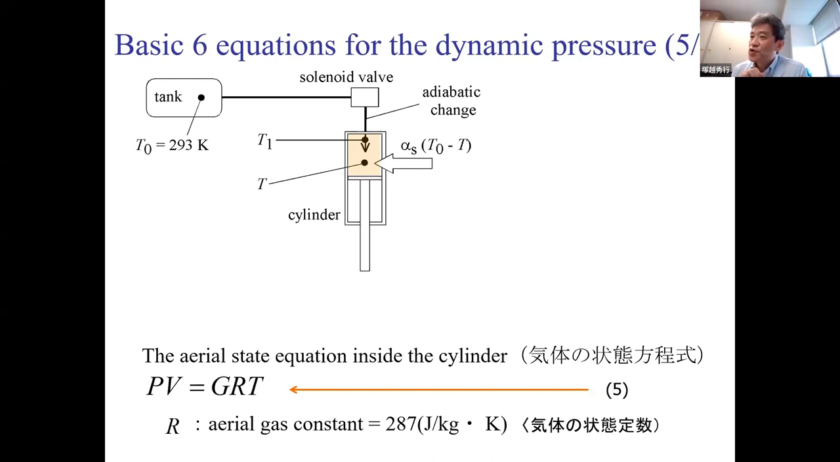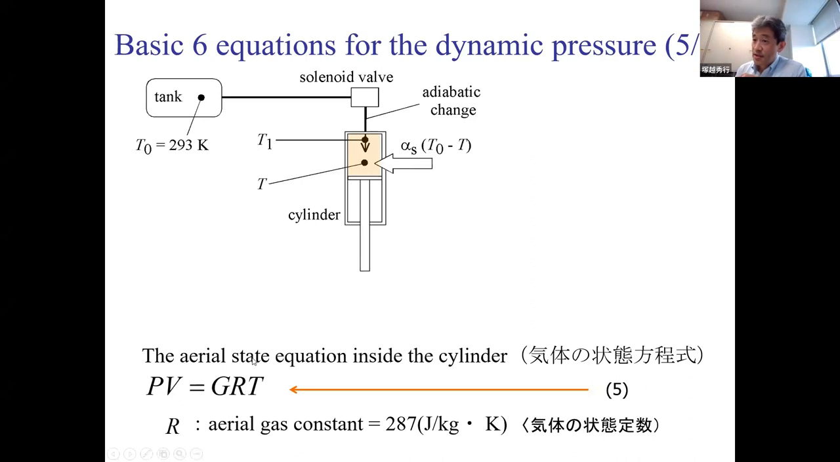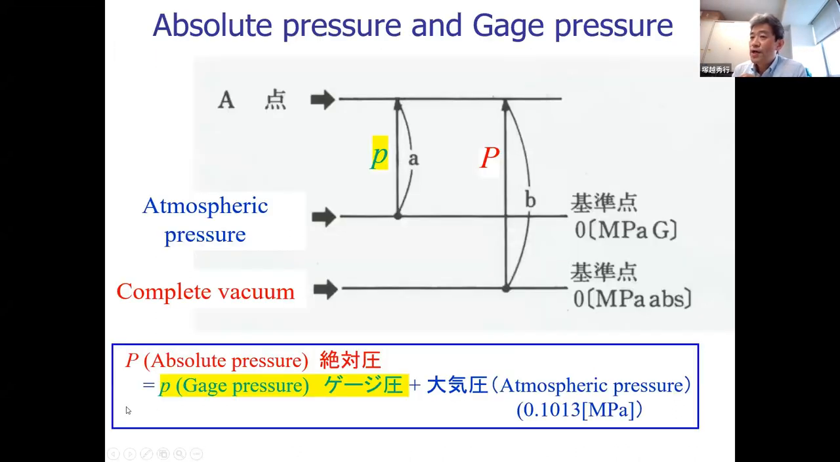Okay, the fifth equation shows the state equation of the gas inside the cylinder. Please be careful that if you are trying to use the state equation, the pressure P is always measured based on the absolute pressure. Absolute pressure is different from the gauge pressure. Absolute pressure is measured from the complete vacuum condition, while the gauge pressure is measured from the atmospheric pressure. So the difference between the two of them is the atmospheric pressure, 0.1 megapascal.